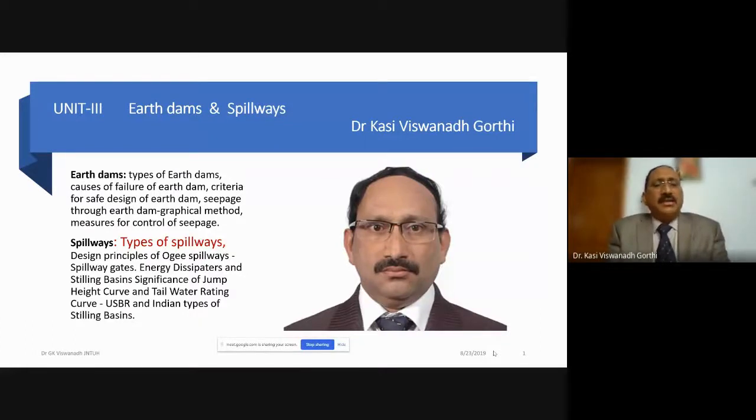Welcome back once again to the subject Water Resources Engineering 2. We are in Unit 3, Earth Dams and Spillways. We have spent enough time on earth dams. Now we are taking up the spillways.